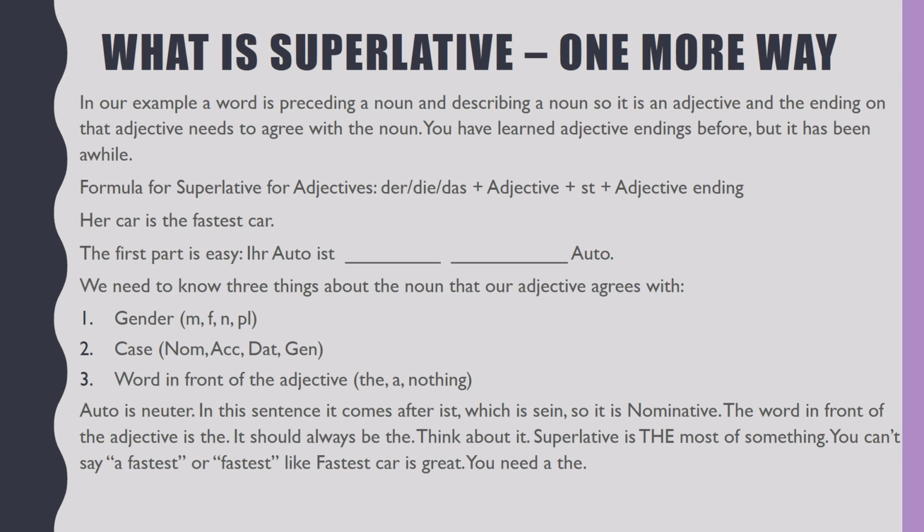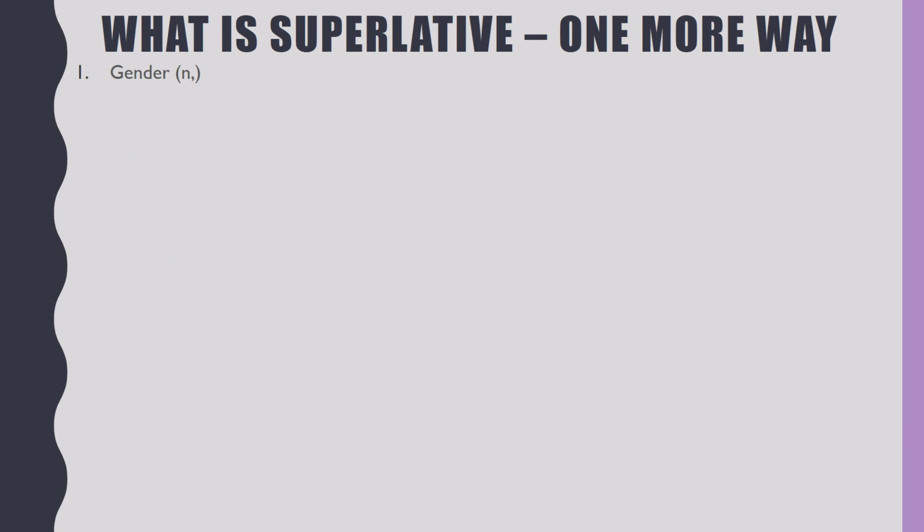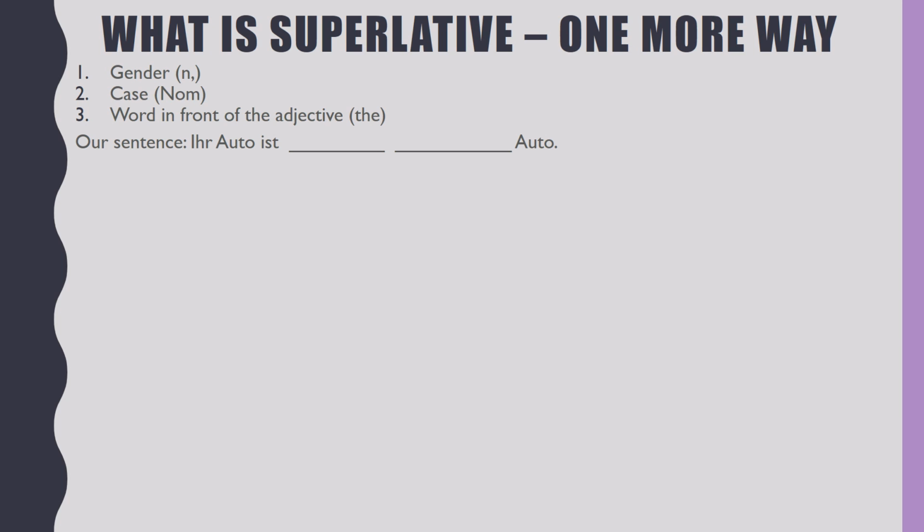The word in front of the adjective is the. It actually should always be the. Think about it. Superlative is the most of something. You can't say a fastest car, or fastest car is great. You need a the. The fastest car is great. So, we know our gender is neuter, the case is nominative, and the word in front of the adjective is the. Our sentence is, Ihr Auto ist Auto.